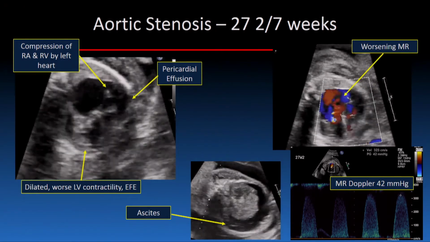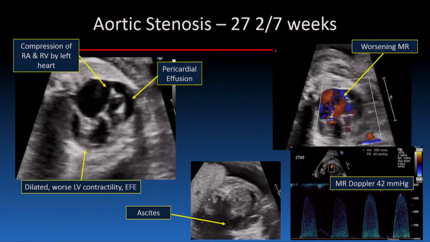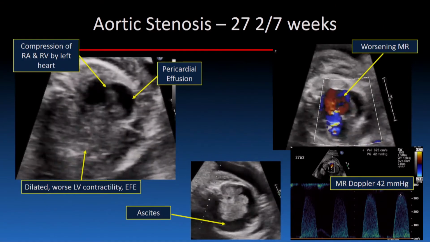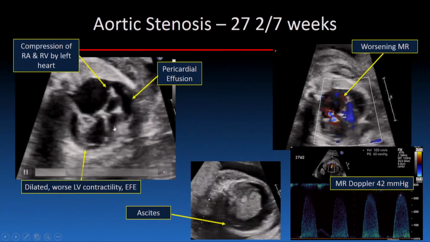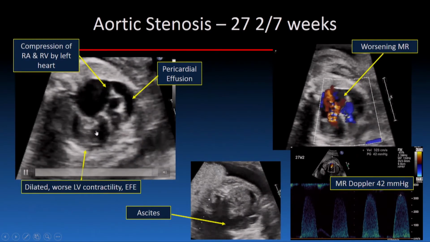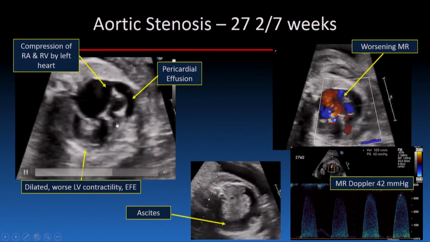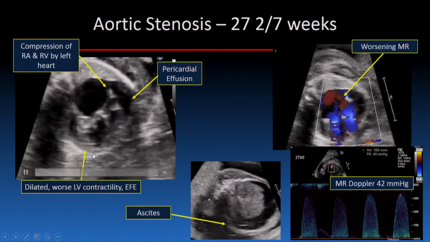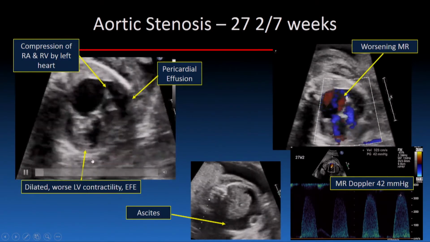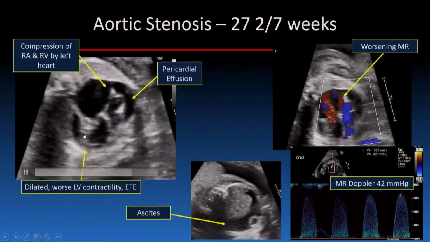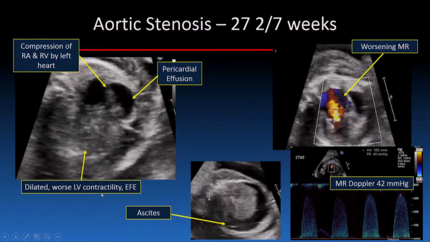So here are our next stages in those. In that pathophysiologic mechanism that I showed you earlier, you can see the left atrium and left ventricle are dilated and compressing the right heart structures. And I'd say that function of the LV is worse now, if it could have gotten any worse. And you can see evidence of EFE.